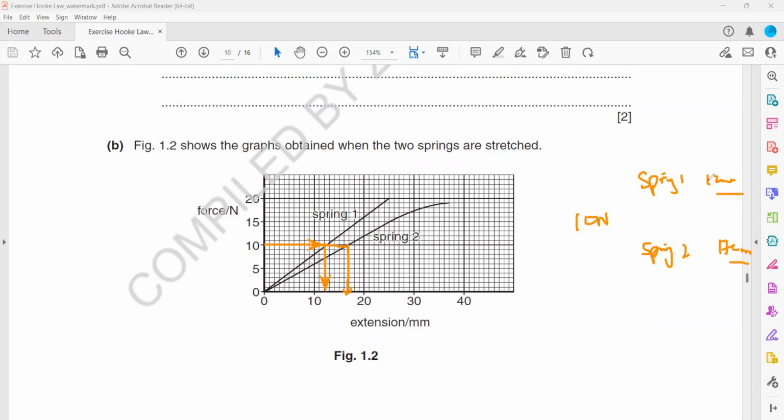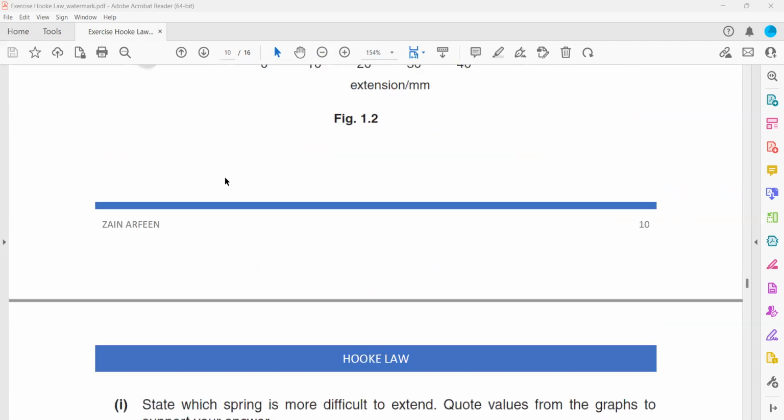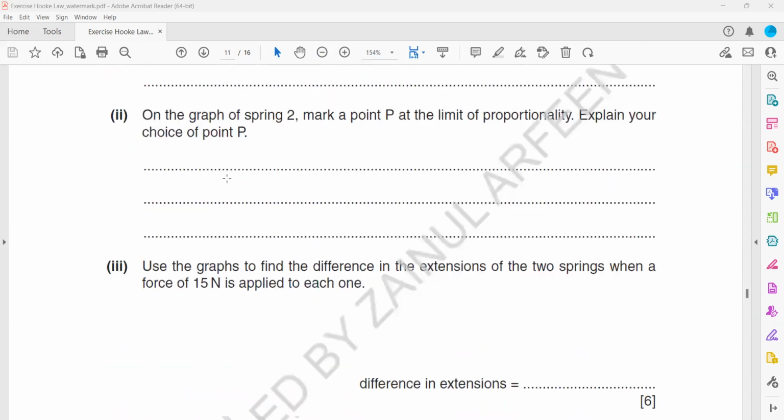So you have to quote these values. And it's not necessarily 10, you can take any value, you can take 15. Like 15 Newton is causing an extension of about 19, and here 15 Newton causes a greater extension. So spring 1 is difficult to extend because a smaller extension is caused by the force as compared to spring 2.